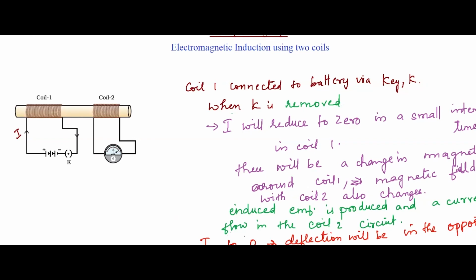This change in current, from maximum I to 0, is also a momentary change, only for a very short interval of time. By that time the current will be completely 0, and the magnetic flux and everything will have stopped. So the deflection will be in the opposite direction, but it will happen only for a very short moment.